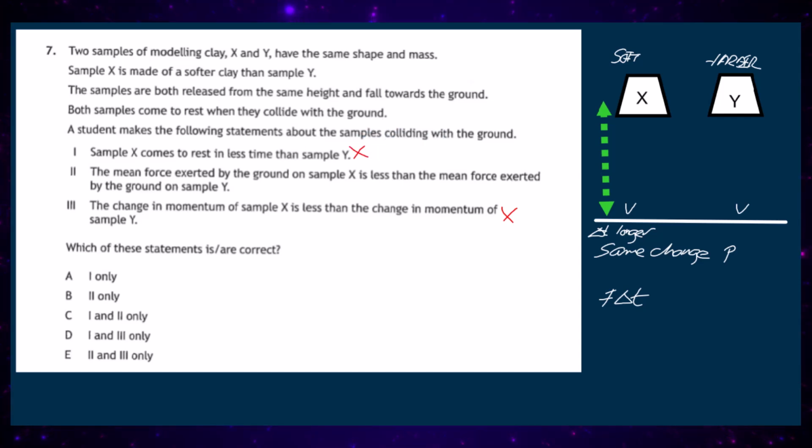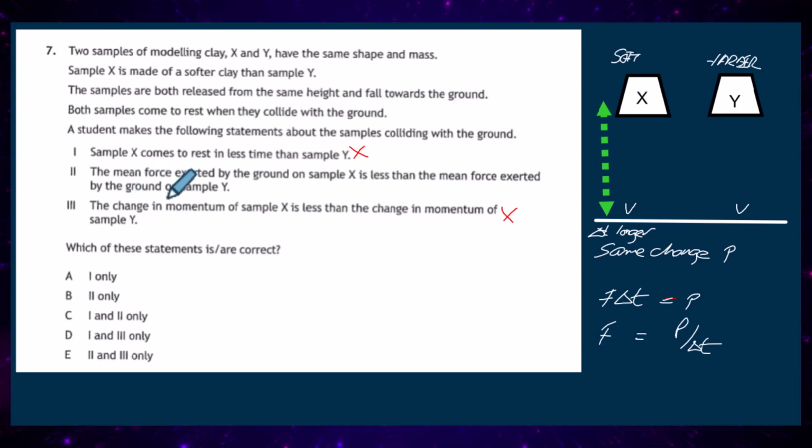What about the second statement? The mean force exerted by the ground on sample x is less than the mean force exerted by the ground on sample y. We know that F delta t is the change of momentum, and that is going to be exactly the same. So F delta t is going to be p, but the time of contact is going to be a lot less for material y. So when we work out the average force, F equals p over delta t, we know that the one with the longer time of contact will have the less force exerted by the ground.